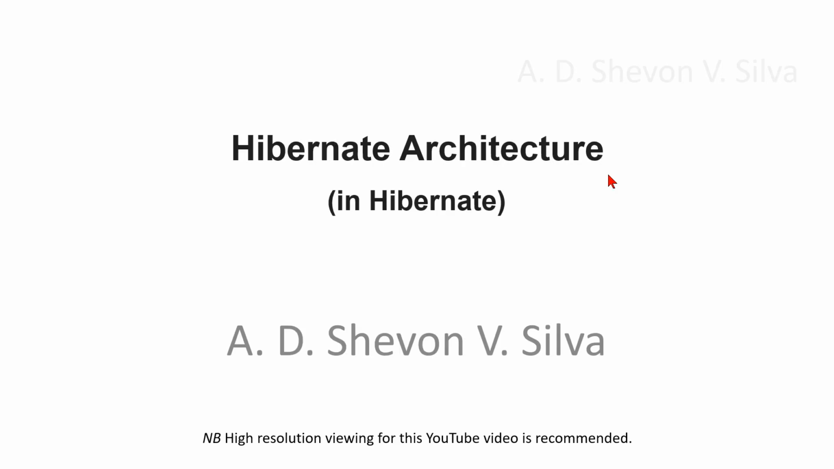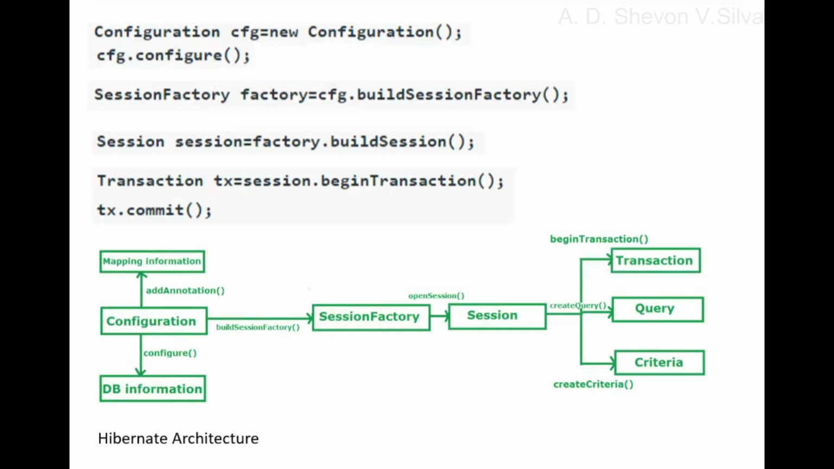Hibernate architecture. Here you can see Hibernate architecture in a different view. Hibernate is a framework which is used to develop persistent logic which is independent of Hibernate software.